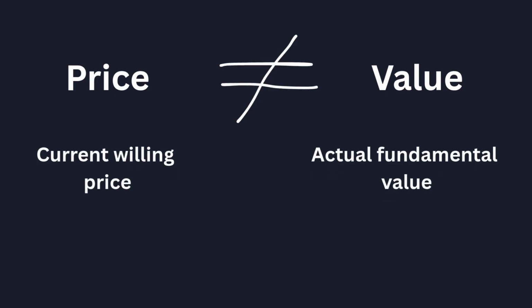So, what even are price and value in the stock market? Price is the stock's current price investors are willing to pay, while value is the intrinsic value that a stock is actually worth based on fundamentals. You wouldn't want to pay more for something than it's actually worth, right?